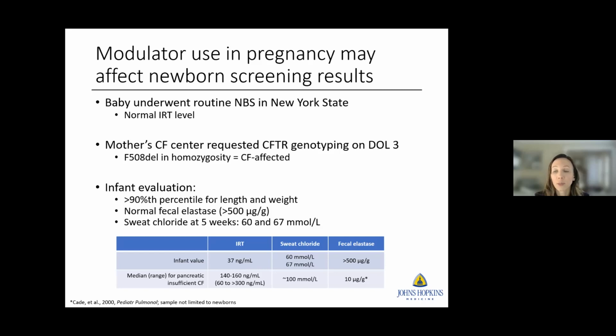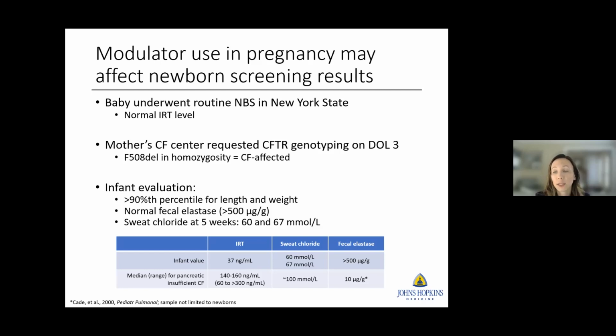It's a pancreatic enzyme precursor that is elevated in babies with CF and also some carriers. So the baby had a normal IRT level, and had they just followed the normal newborn screening protocol, that would have been the end of it. Normal IRT, negative, normal newborn screen for CF.